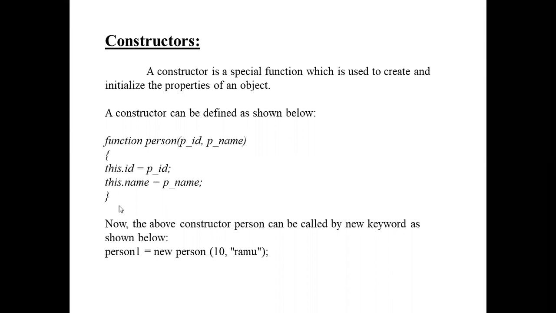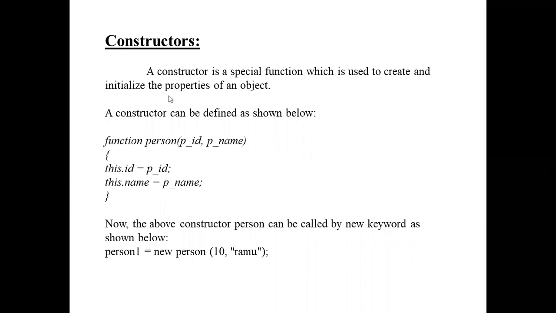Now the above constructor person. Here person is the constructor. This constructor can be called by using the new keyword. So person1 equal to new person of 10 comma Ramu. The constructor person can be called by using new. Whenever a constructor is called, a new object is created. So here we call the constructor person, and a new object, that is person1, is created.